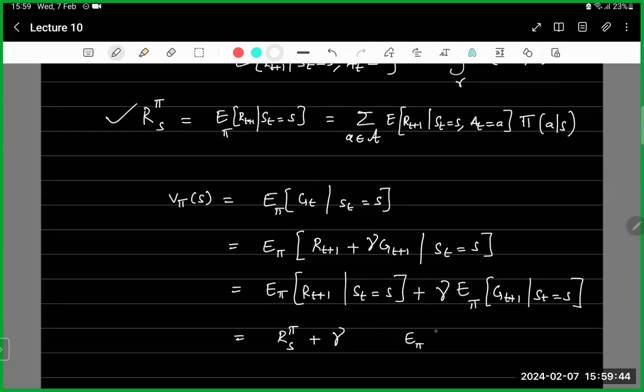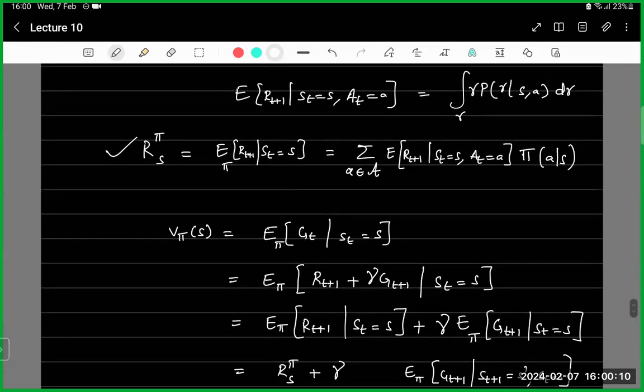I want this expected gt plus 1 given st plus 1 equal to s dash, let's say, and I cannot do anything about it, this conditioning is already there. But if I introduce one more conditioning, what should I do? I should average it out, right? Just like how we have been doing all along. We condition on s, then we condition on a, and then we just averaged over all possible a's. So similarly, we have to do that here.